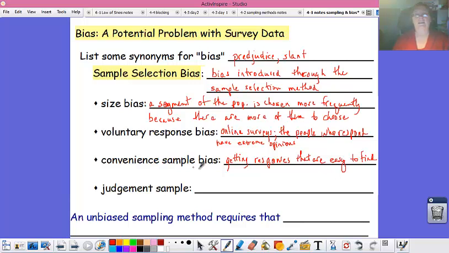Again, convenient sample bias means that you've only gotten responses from folks who are easy to get to. You haven't gone out of your way to get a representative sample. When we say representative, of course, that's the goal. We want our sample to represent the population.